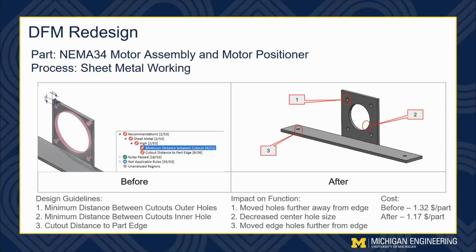For our first DFM redesign, we used the motor positioner from the process selection slide above, and using DFM Pro, identified 3 design guidelines to change. They were the minimum distance between the cutout holes for the outer holes and the inner holes, and the cutout distance to the part edge. We addressed these by moving the outer holes in further from the edge and also shrinking the inner hole some. The cost went down from $1.32 to $1.17 per part.